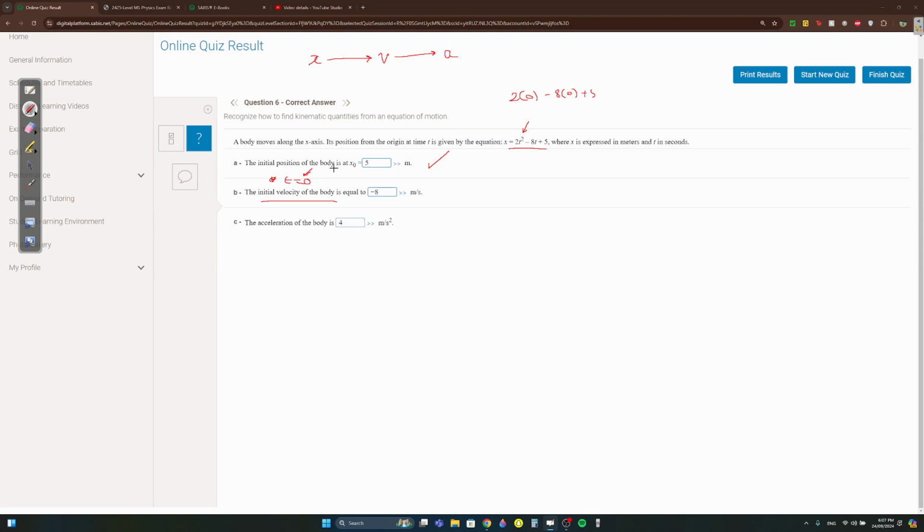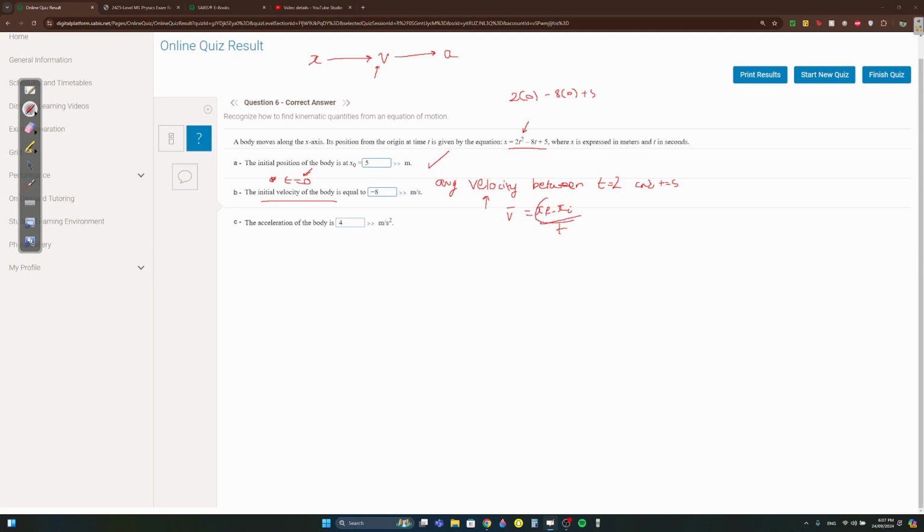Anytime you want to find instantaneous velocity, you have to find the expression for v. If they said average velocity, okay, between t equals, I don't know, 2 and t equals 5, you will not derive. Why? Because average velocity is equal to x final minus x initial over time.